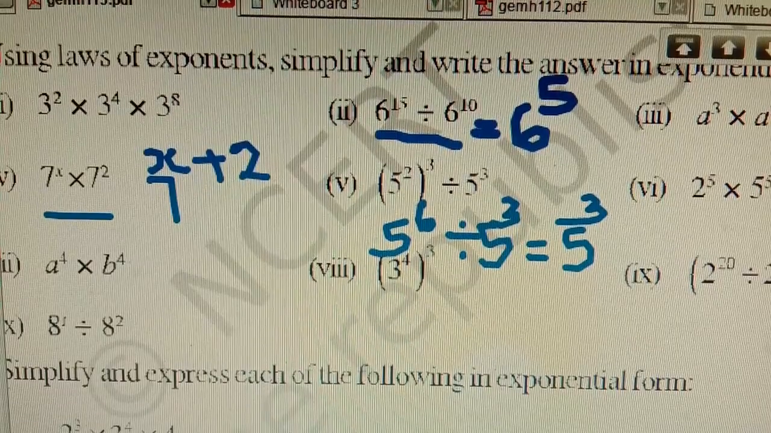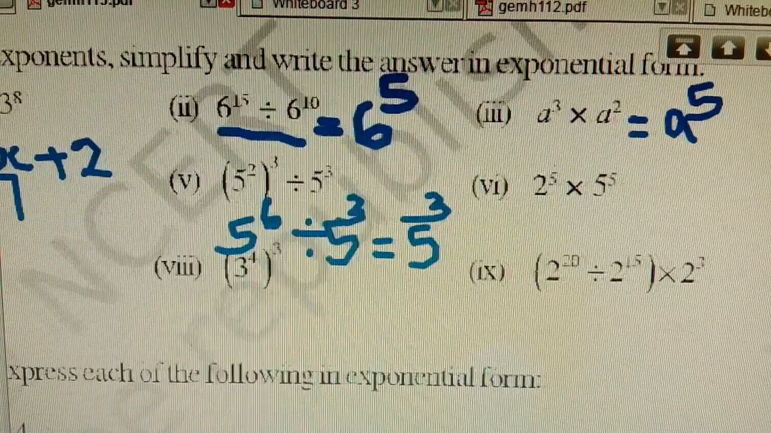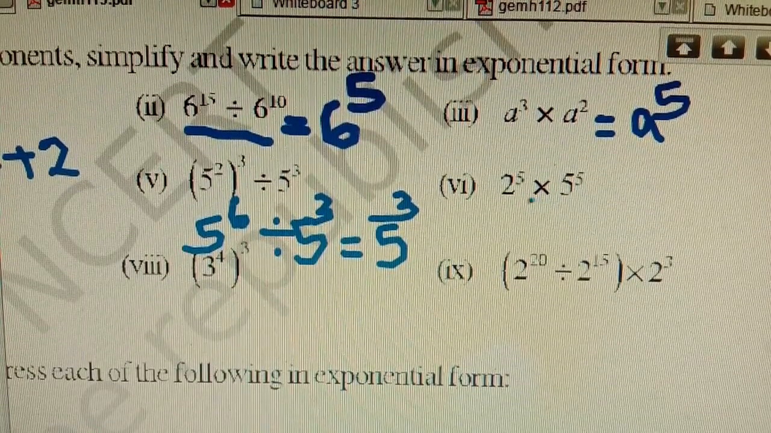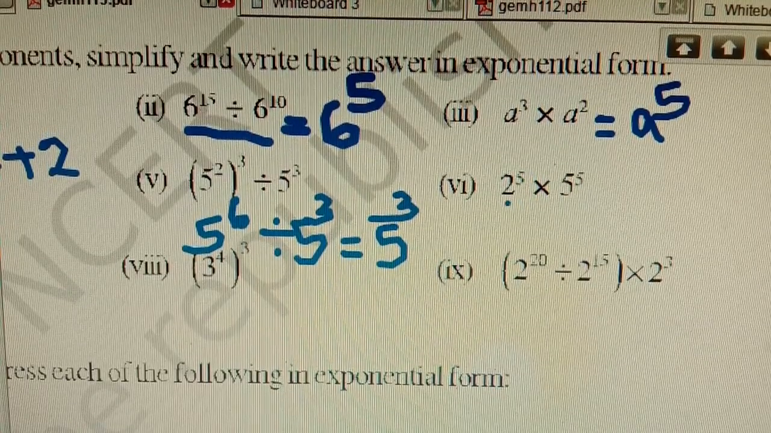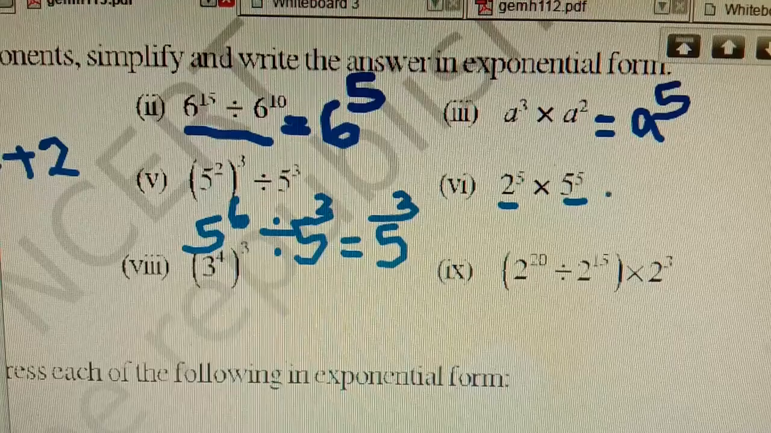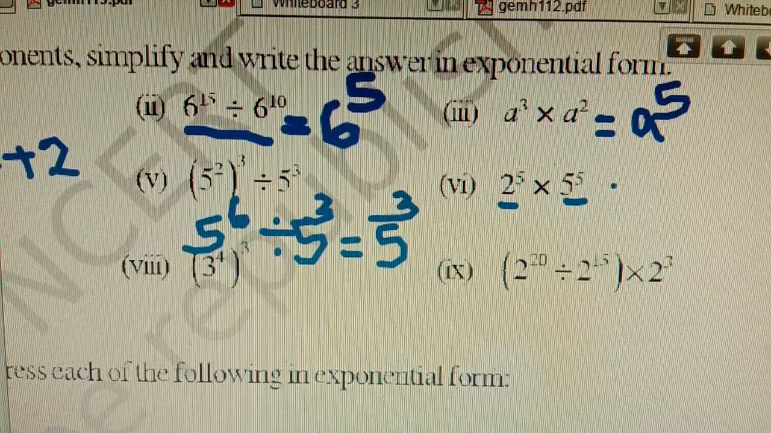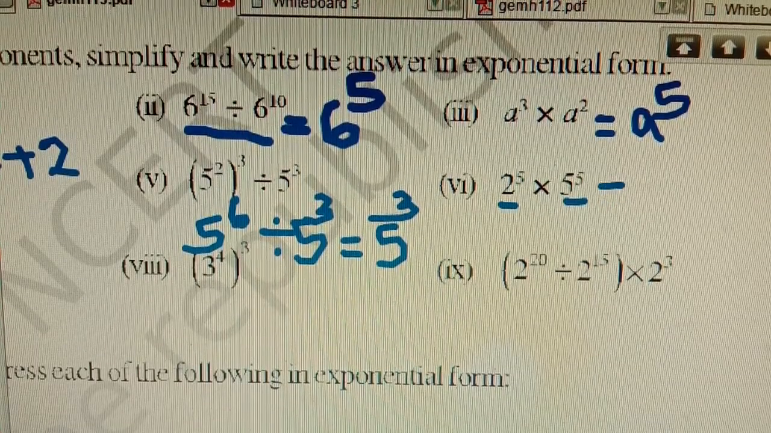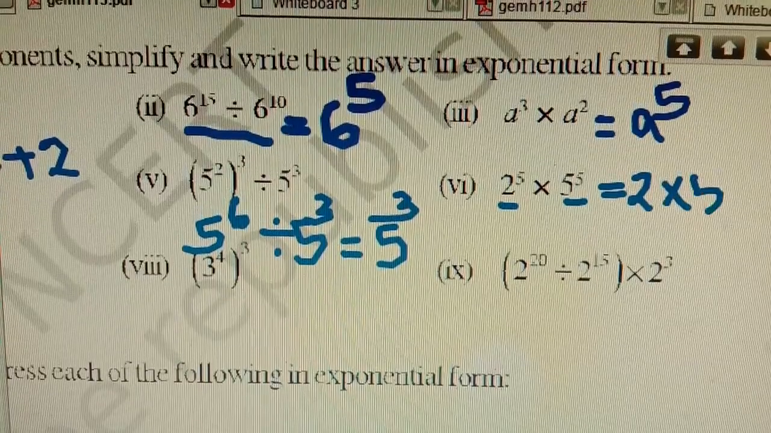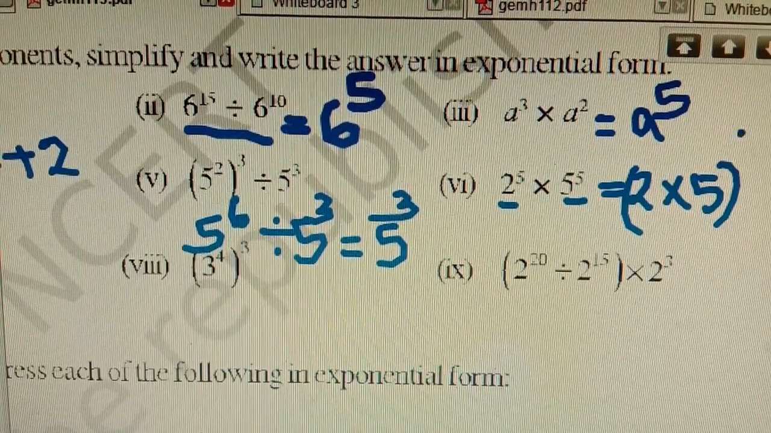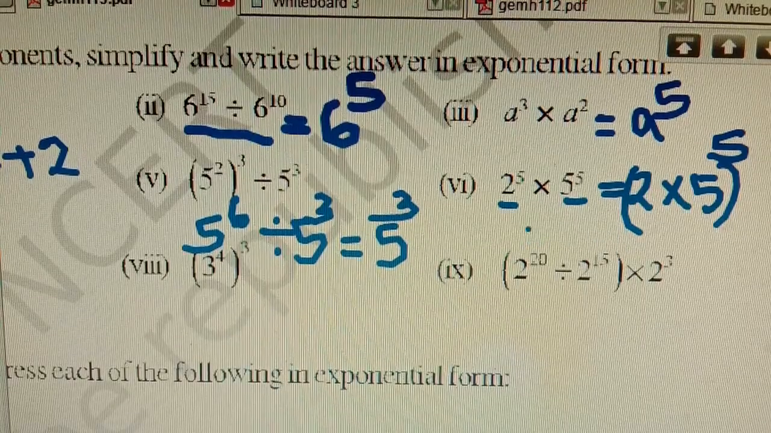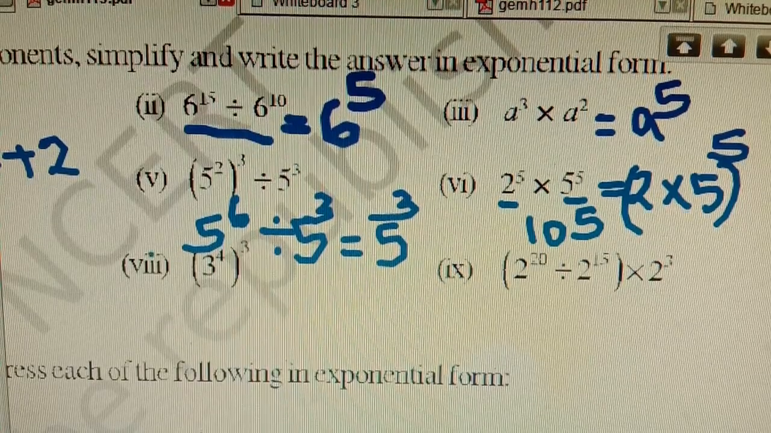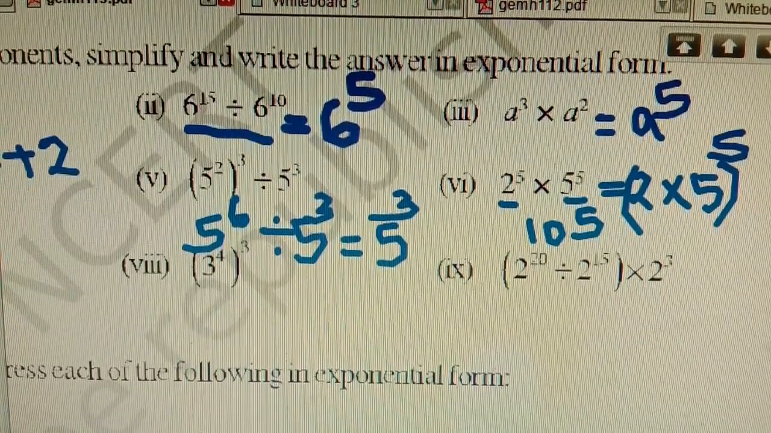Now the next question, that is the sixth one. Here it is in a different way because the powers are same. Powers are 5 but bases 2 and 5 are different. So a to the power of m into b to the power of m, there we write it as ab to the power of m. So here also 2 into 5 whole to the power of 5. That is 2 into 5 is 10. So answer is 10 to the power of 5. First we multiply the bases and give the same power.